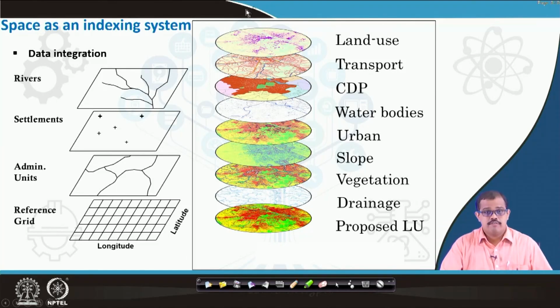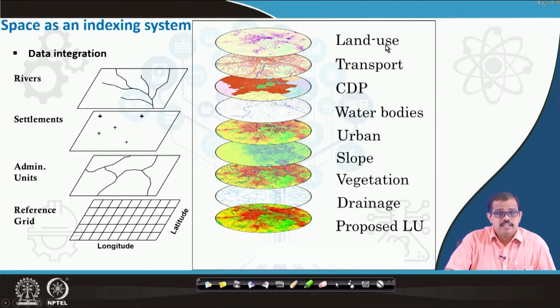When you look at this, for example, the image on your right hand side, you have a land use data here that I have derived. This is land use data for Delhi. Then you have a transport layer, the transport systems, the connectivity of Delhi. Then I have the city development plan of Delhi. Then I have the water bodies that are there. Then the urban area, the growth that has happened over a period of time. Then I have a slope of the region, I have a vegetation layer of that region, I know what vegetation is there. Then the drainage network and the proposed land use.